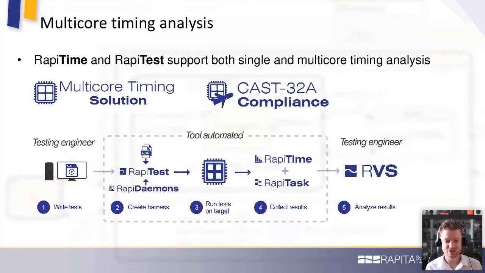However, there is additional activity that needs to be performed, which is you have to understand the relationship between interference from other cores and your system's timing behavior. So in addition to the RapiTime tool, we have also developed a CAST-32A compliance package, which includes RapiDaemons, which are small code fragments designed to generate different types of interference, which help you with that second objective of measuring the interference from other cores and demonstrating that your interference mitigation strategies are working as expected.